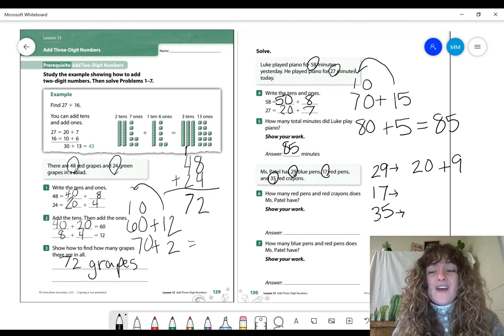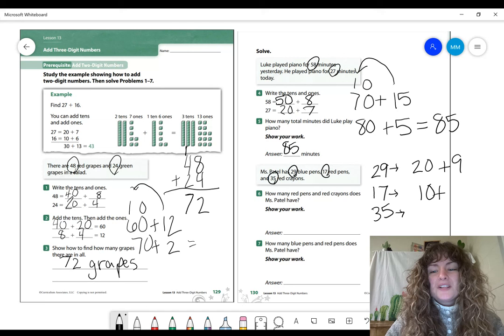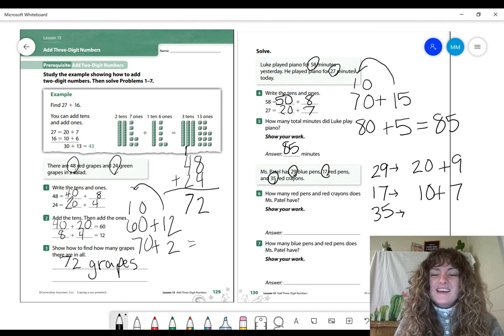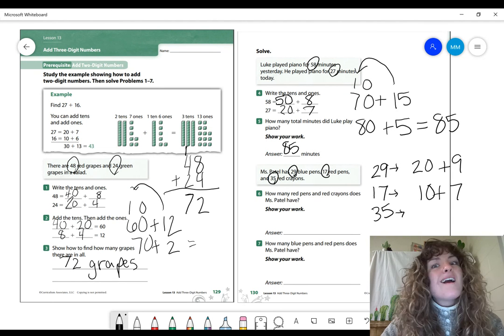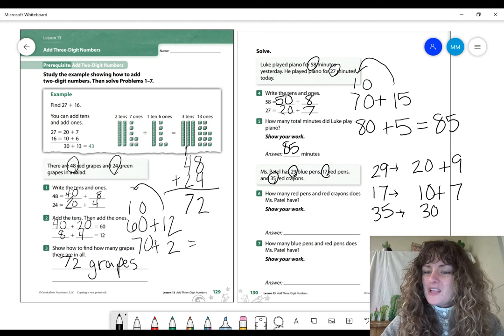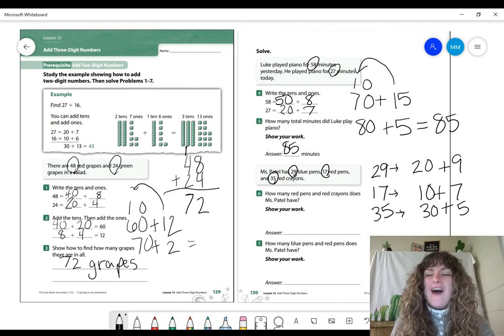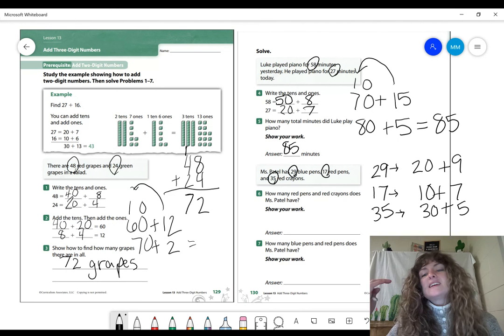17 has a value of 10 and 7 ones. 10 is 10 plus 7 ones. And 35 has a value of 3 tens, or 30, plus 5 ones. All right, so let's find the value of these numbers.